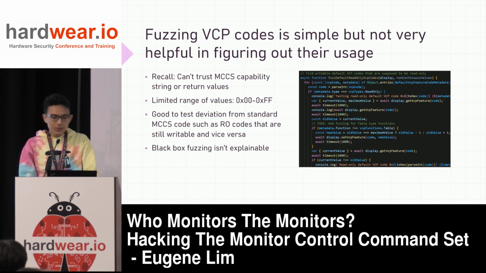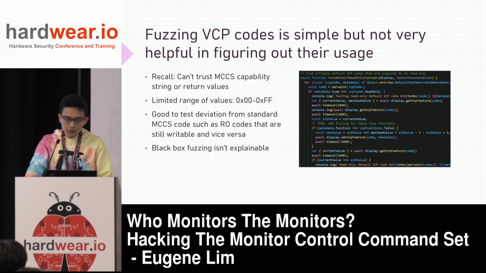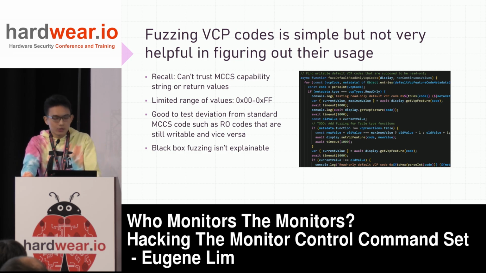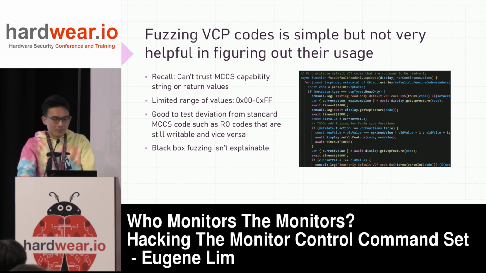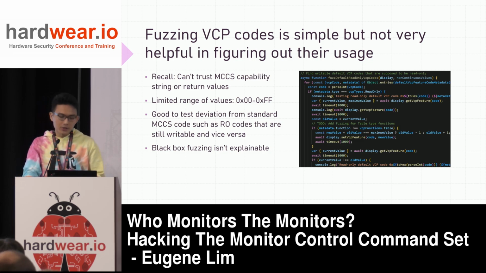Other than static analysis, you can also fuzz VCP codes. What I do is pick a fixed range. It's not too hard to fuzz the limited range of values. But it's kind of black box fuzzing, so your monitor will blow up or turn off and you don't know why other than the opcode that did it. So it's not great. What I've typically used fuzzing for in this case was just to test for deviations from the standard MCCS specification. For example, there will be certain VCP codes that are read-only for a good reason, but are surprisingly writable, and that's an issue, and vice versa.